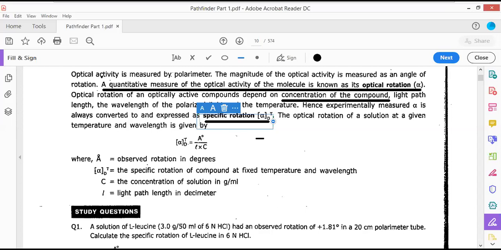Now there is a question which was asked in CSIR, and it's an easy question. You just try to solve this particular question along with me.